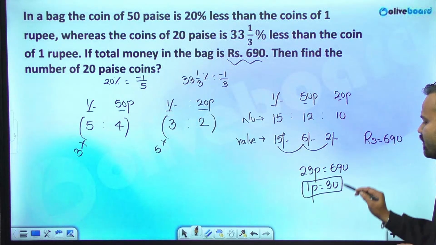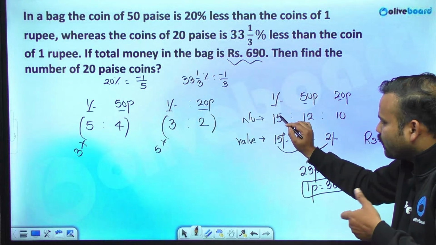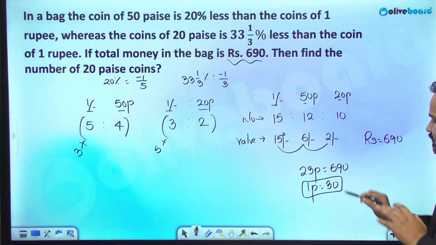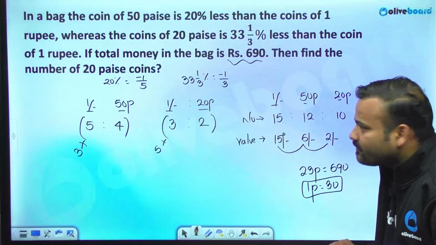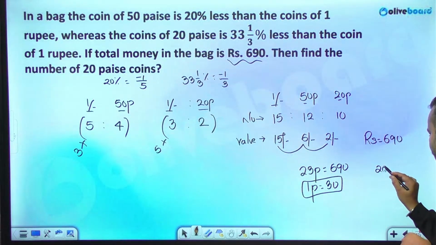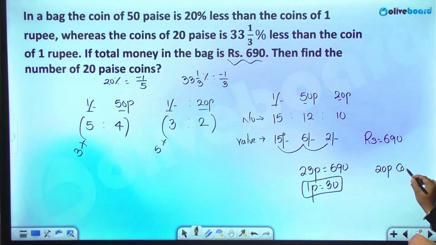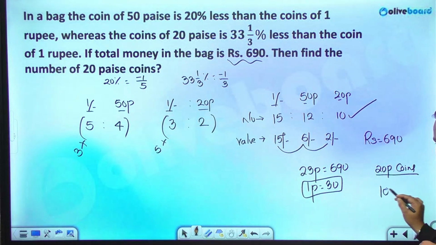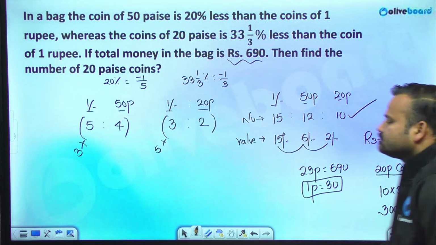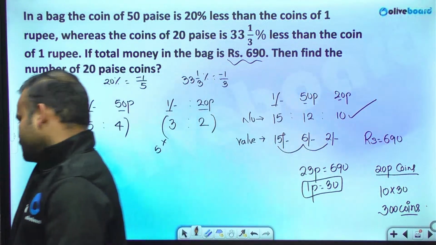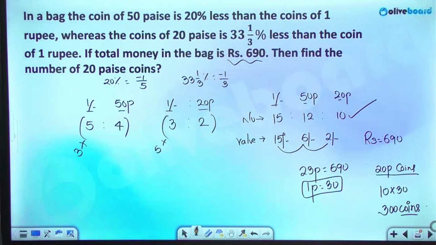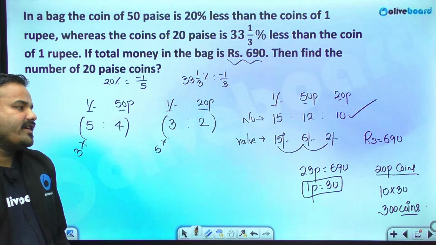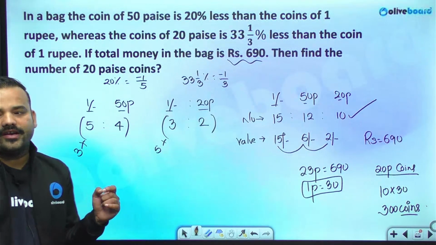If 1 unit is equal to 30, 30 into 15, 450 coins of 1 rupee, 30 into 12, 360 coins of 50 paise, and the examiner has asked for 20 paise coins. So the 20 paise coins will be 10 times 30, that is 300 coins. Clear? 300 coins. So we have 300 coins of 20 paise.